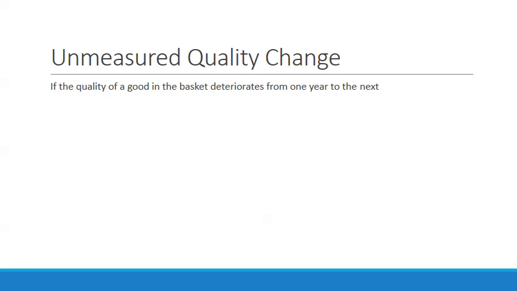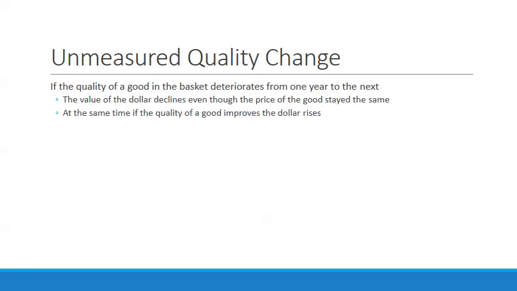If the quality of a good in the basket deteriorates from one year to the next, then the value of the dollar declines, even though the price of the good stayed the same. At the same time, if the quality of a good improves, the value of the dollar rises. iPads and iPhones are perfect examples of this concept. Every year, Apple is releasing new iPhones and new iPads, but you'll notice the price of these never changes. The regular iPad has been $499 since the first was introduced, but if you look at the first iPad version compared to the latest, it's a significant difference in the quality of the product, yet the price has never changed. So right there is a perfect example of unmeasured quality change as a bias.